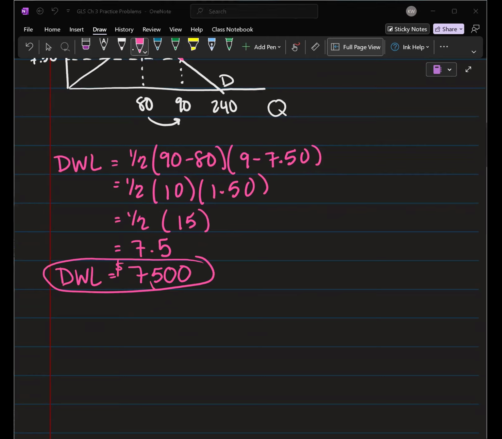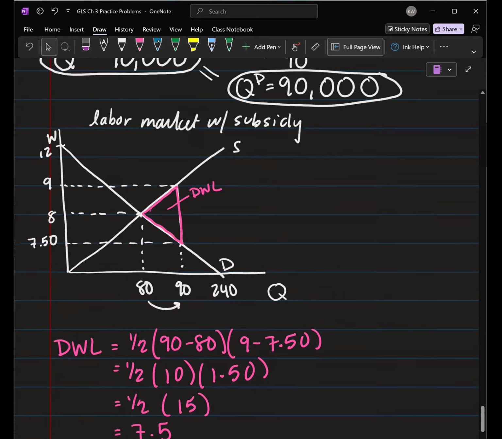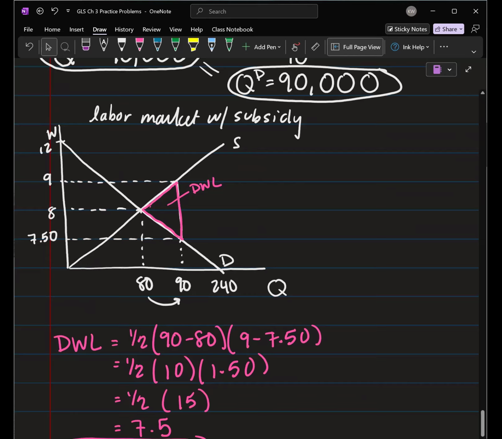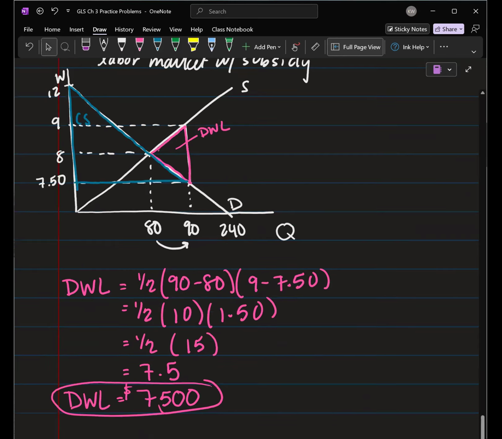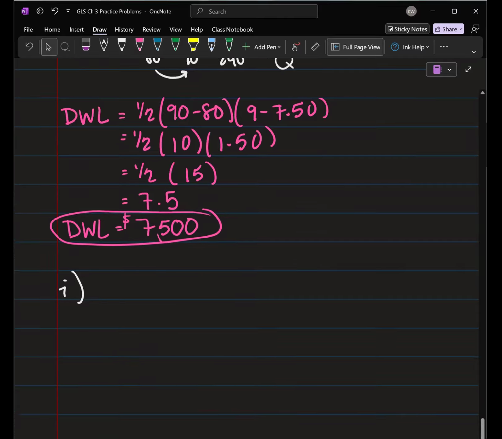Part I asks us to find the consumer and producer surplus. Right, so let's identify that in the graph. Our consumer surplus is the area above the price that buyers pay, so that's $7.50, and below the demand curve. Okay, so it's this large triangle here, and that is our consumer surplus. To find that, we're just going to find the area of that triangle.